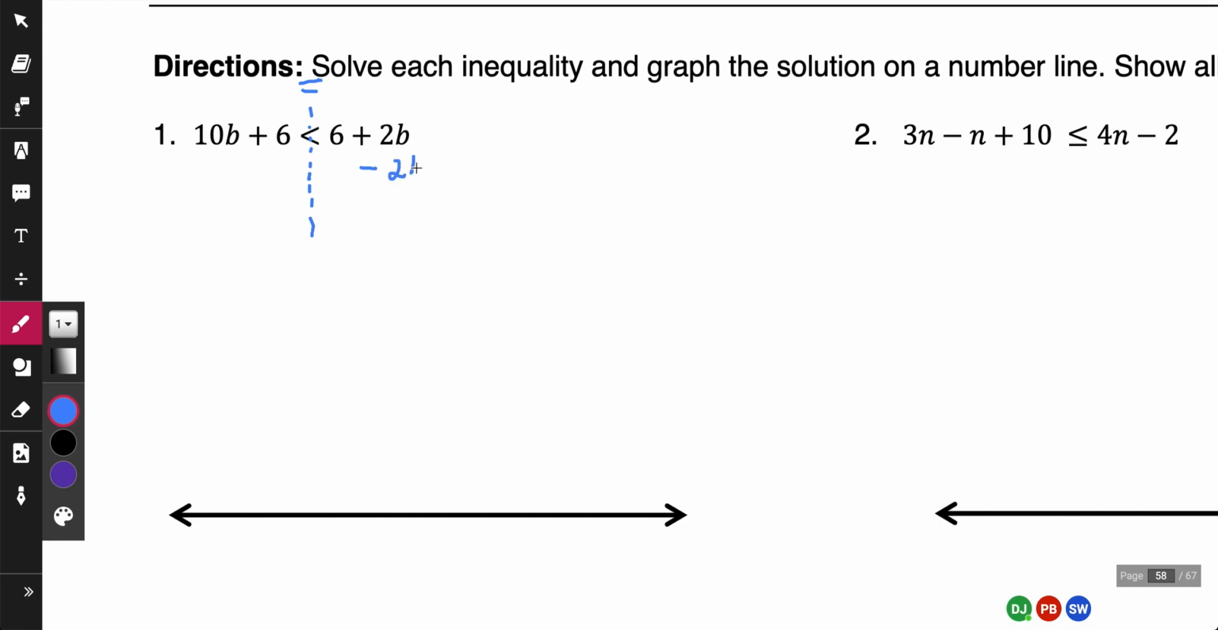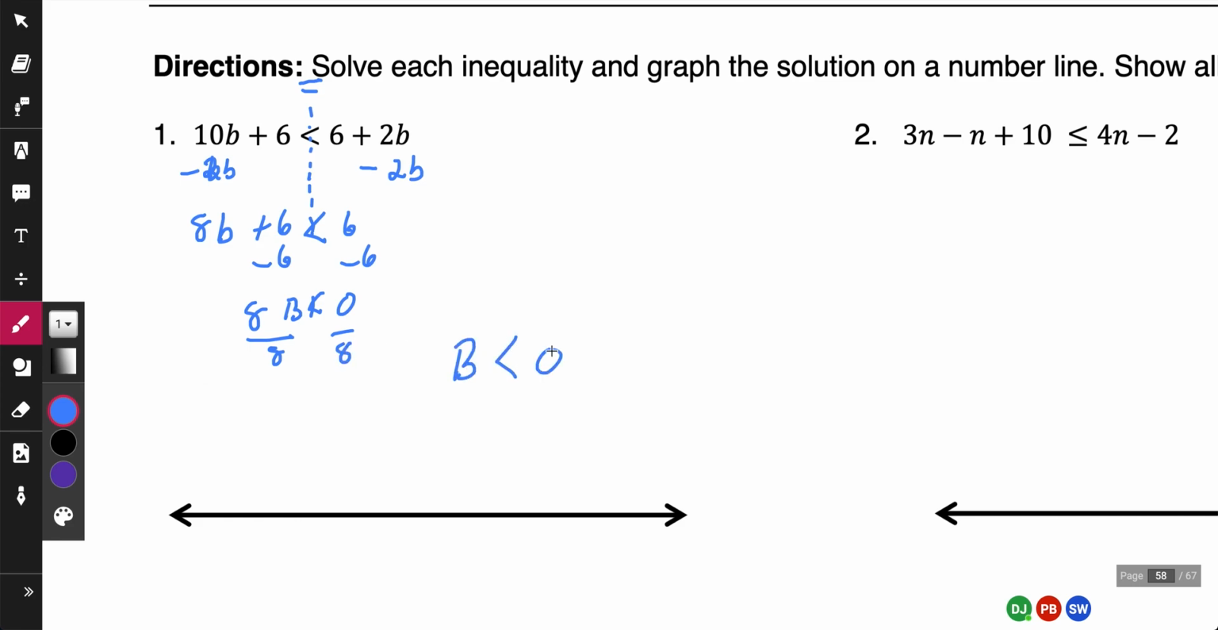So we're going to minus 2b on the left and the right side, and this would give me 8b plus 6 is less than 6. And when I minus 6 on both sides, I am going to have 8b is less than 0. Then the final step is I'm going to divide both sides by 8 to have b is less than 0. Remember, this is saying all my answers are less than the number 0.